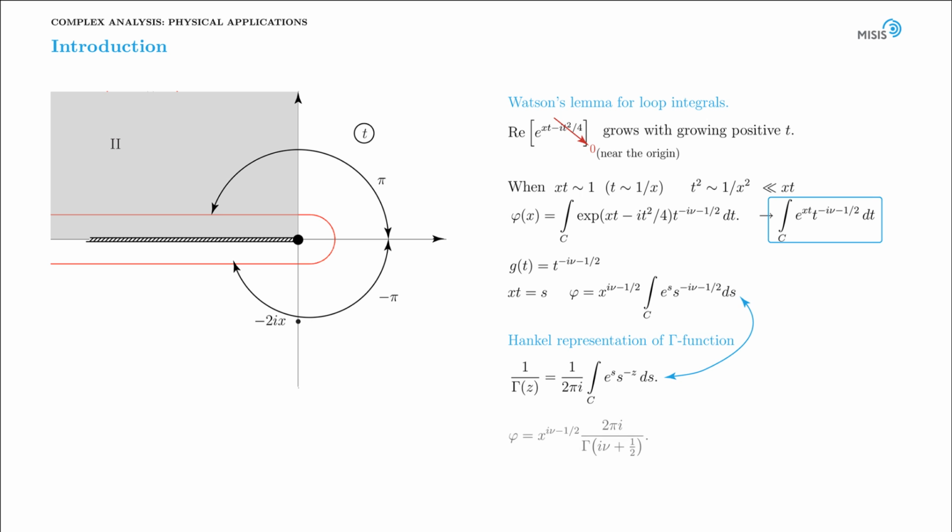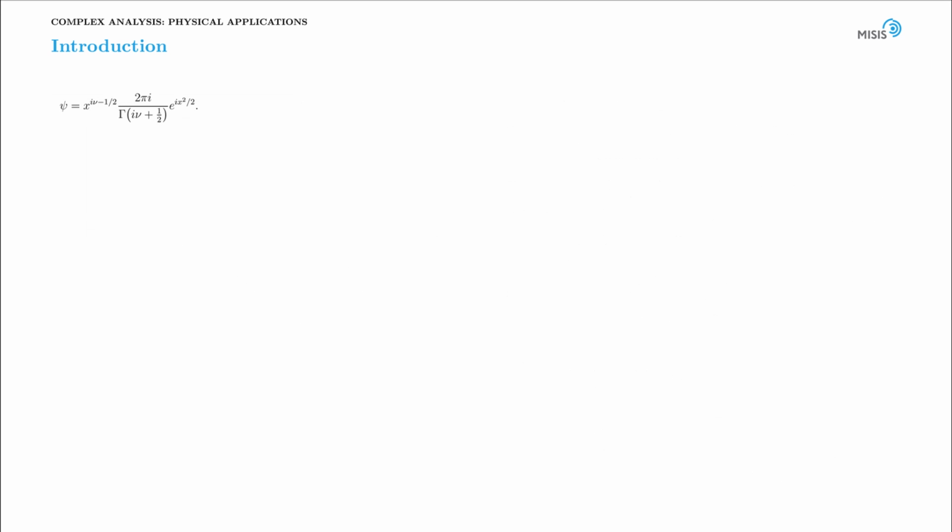And here is our final answer for the asymptotics. And the full wave function now reads. This is what we need. This is the right moving particle at x tending to plus infinity.